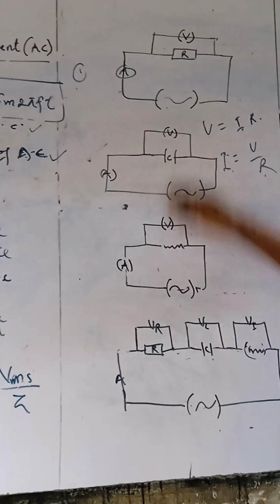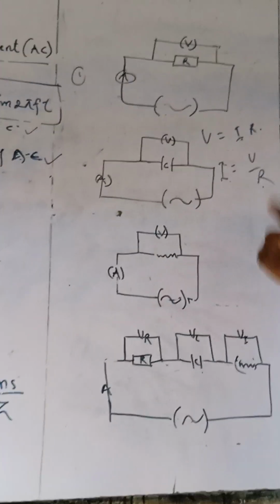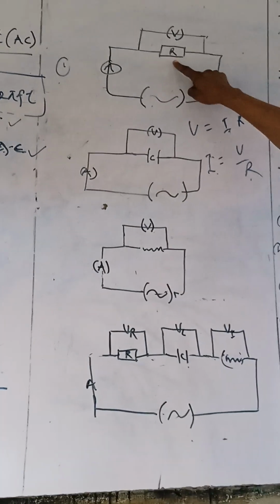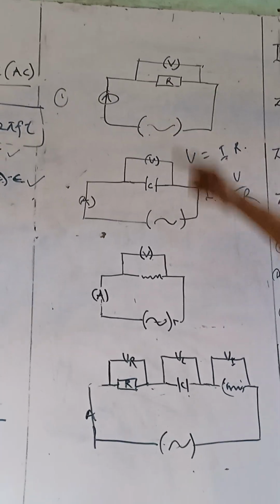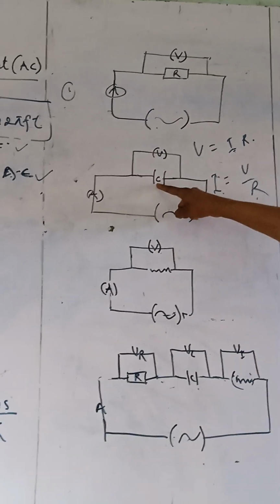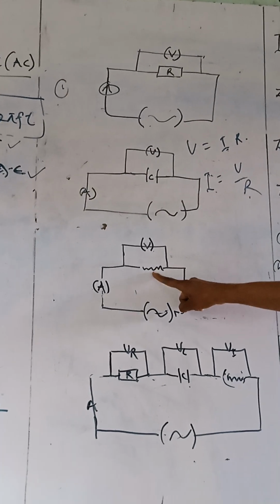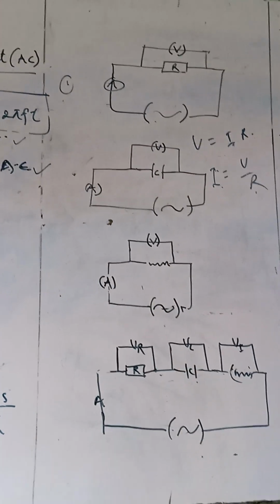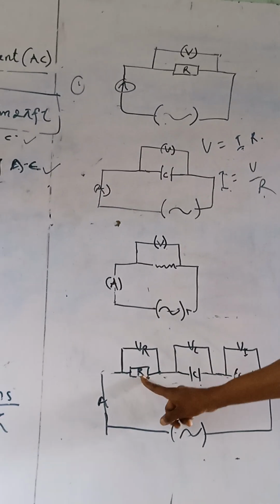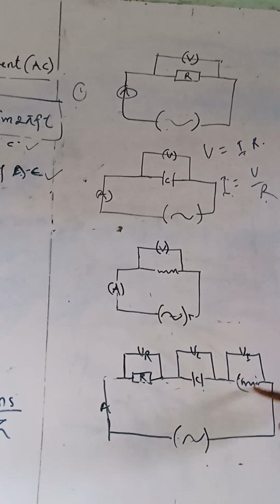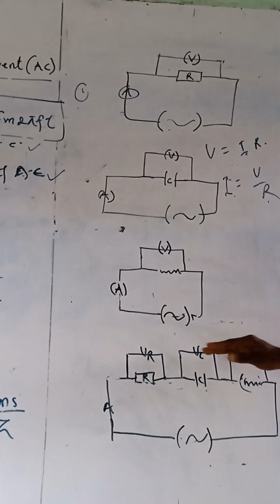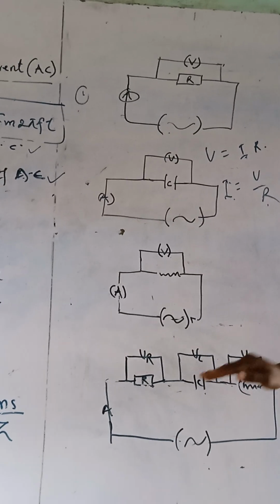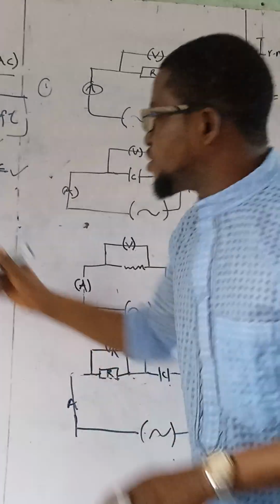For instance, these are circuits. In this circuit now, what I use as the regulator is only the resistor. Here, I use only capacitor as a regulator. Here, I use only inductor. This is the symbol for inductor as regulator. But if you look at this, I use the three of them. This is resistor, this is capacitor, this is inductor. I'm using the three of them as regulator.